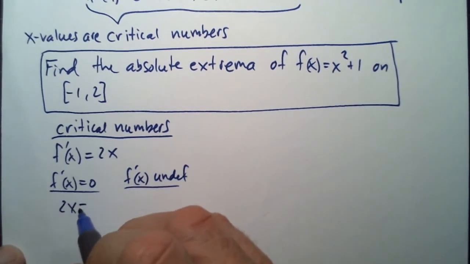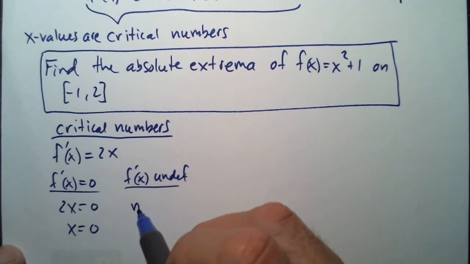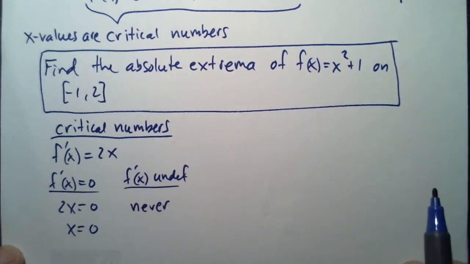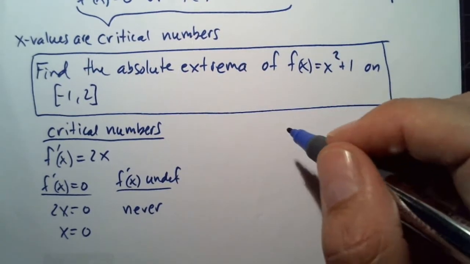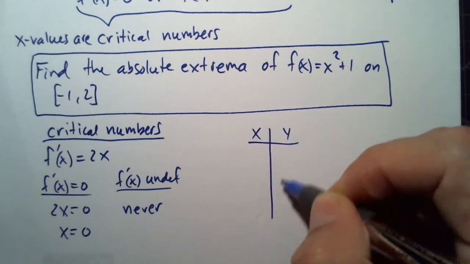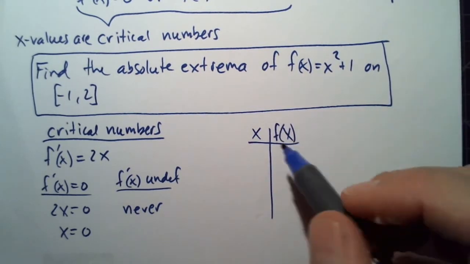So when is the derivative 0? It's when x equals 0. And it's never undefined because a polynomial is always defined. And then we just have to check the endpoints, and maybe we should emphasize that this is f of x.